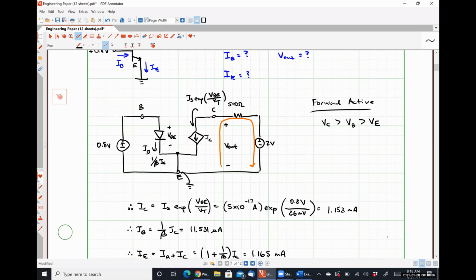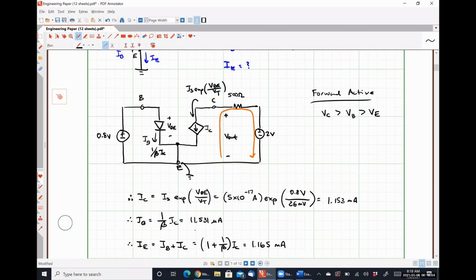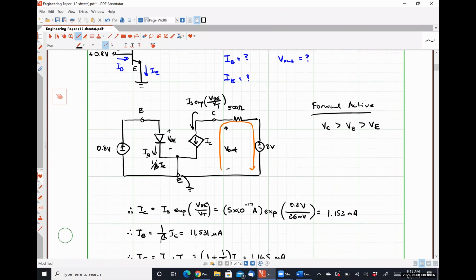Set V out to 0.8. If we set V out to 0.8, that is the exact same thing as setting VC to 0.8. If we drop VC by roughly 623 millivolts, is that going to change IC at all? No, because IC doesn't depend on VCE.